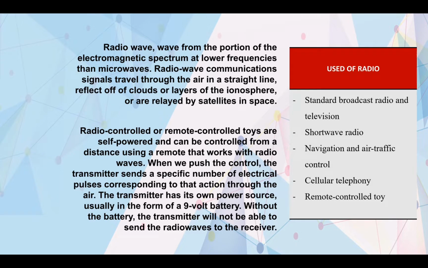The wavelength of radio waves ranges from thousands of meters to 30 cm. This corresponds to frequencies as low as 3 Hz and as high as 1 GHz. Is it like 10^9 Hz? Radio wave communication signals travel through the air in a straight line, reflect off clouds or layers of the ionosphere, or are relayed by satellite in space.